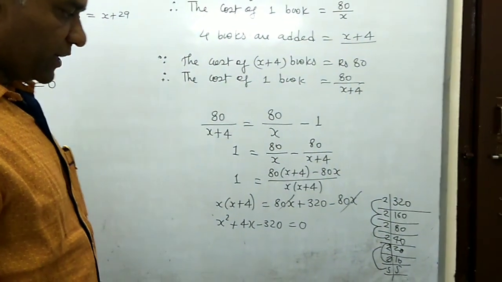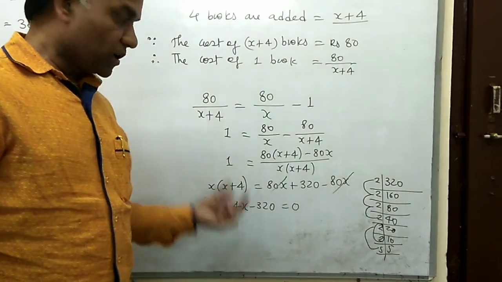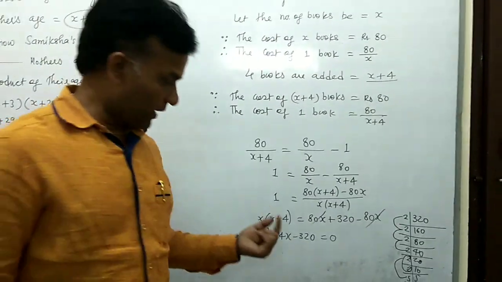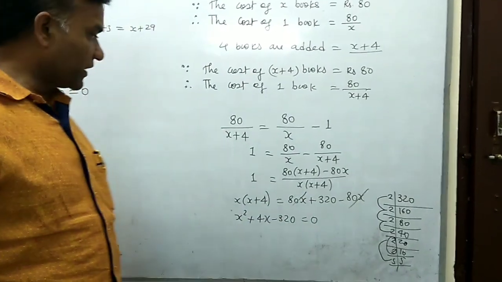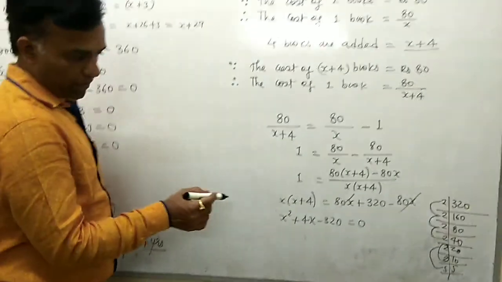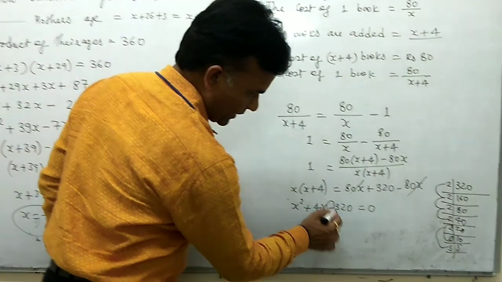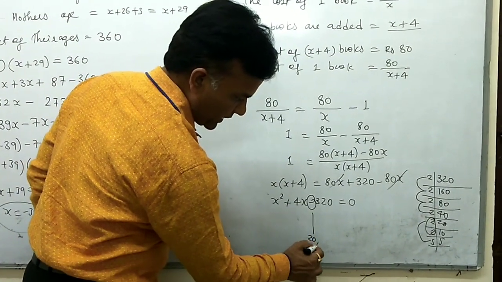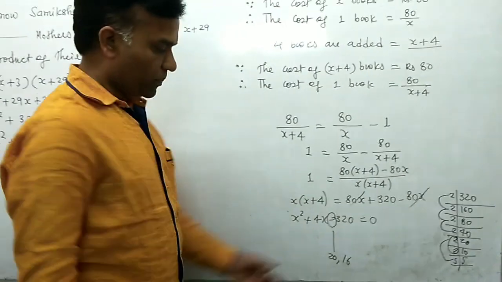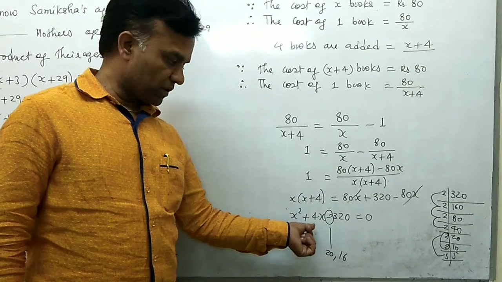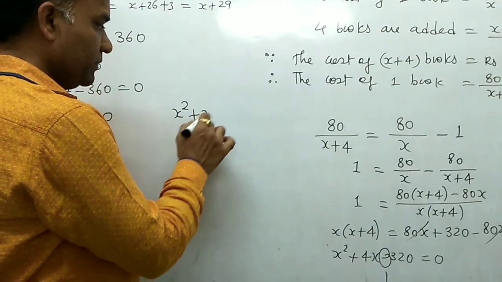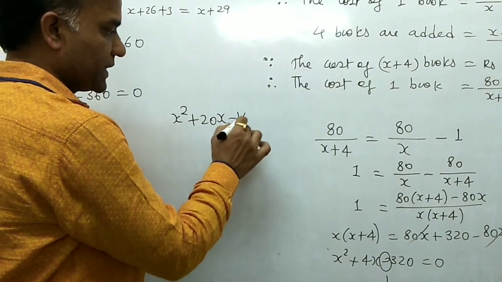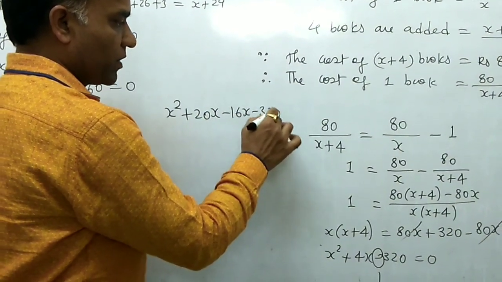Okay, so 16 and 20. You think about two numbers whose product is 320 but whose difference is 4. So 20 and 16 are the numbers, one number is 20 and the other is 16. The bigger number you always take as positive, because your middle term is positive. So split the middle term: x square plus 20x minus 16x minus 320 equal to 0.